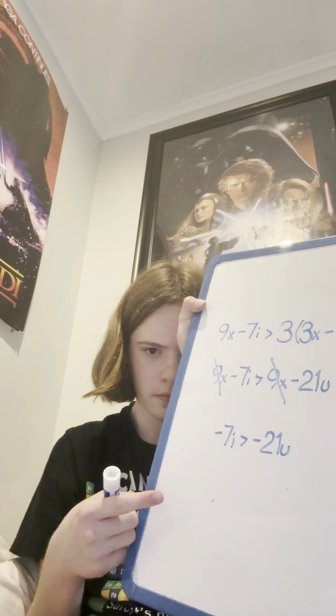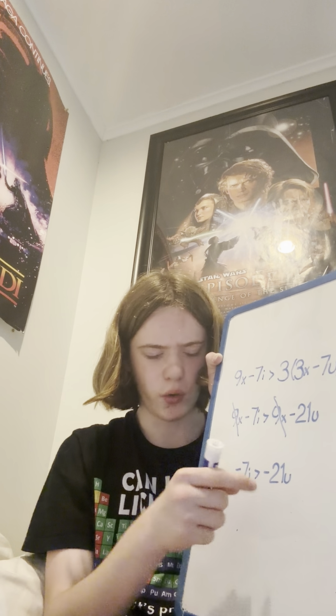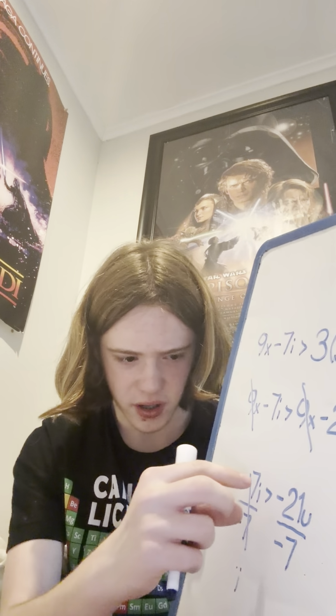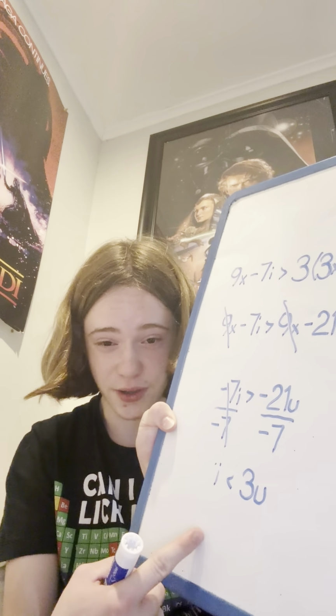And what do you do here? Well, because 21 is divisible by 7, that means we can divide both sides by negative 7 to make them positive, and also to isolate i from negative 7. So look at this. It isolates i, and you've got to flip the inequality sign around, because you're dividing by a negative number. So that leaves i is less than 3u. And look at that, it looks like I heart you. That's pretty weird.